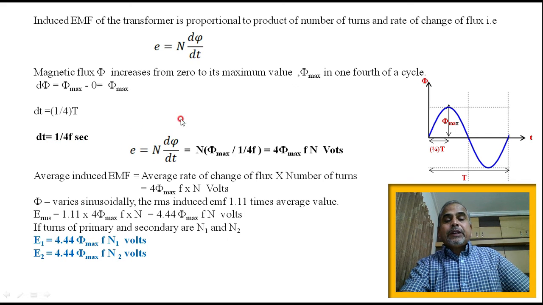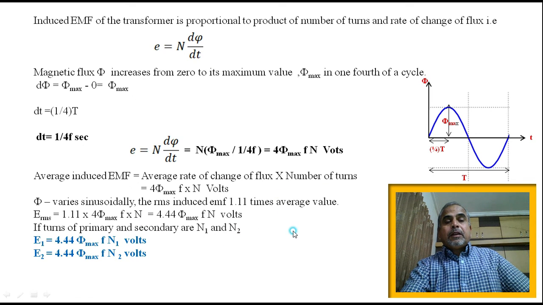Then if you substitute in this equation, you get the average induced voltage. To get the RMS value, you multiply by 1.11, so that you get 4.44 phi max f N volts. Then to write the equation for the primary and secondary voltages, you multiply by N1 and N2 respectively, so that the primary induced voltage is 4.44 phi max f N1 volts, and E2 is equal to 4.44 phi max f N2 volts.